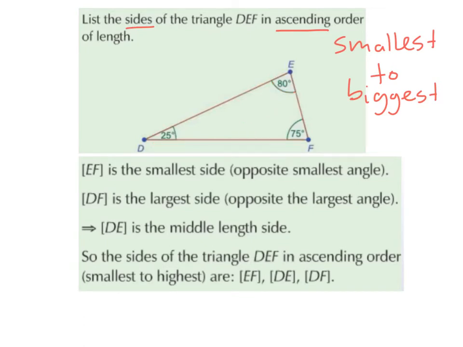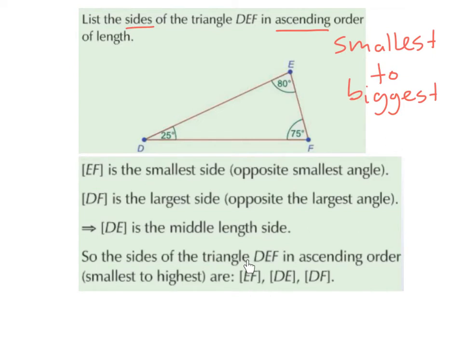So if we've used side EF and we've used side DF, then all that's left is side DE. So that must be the middle length. And that makes sense because 75 would be the middle angle. So 75 is smaller than 80, but it's bigger than 25, so it's the middle-sized angle. And it is opposite side DE, which means that must be the middle-sized length. Therefore, DE is the middle length side.